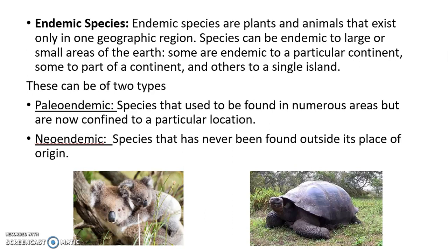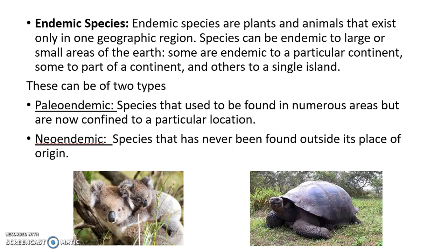So there are two types of these endemic species. One are the pleo-endemic species. These are those species which were found in numerous areas, but now they are confined to one area. So in previous times they used to exist in different places and different geographical areas, but now they are confined to one geographical area. They are known as pleo-endemic species.